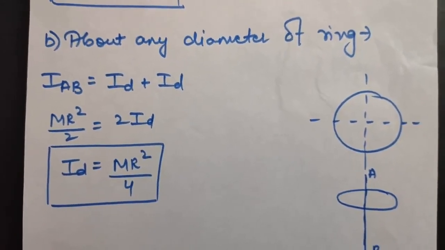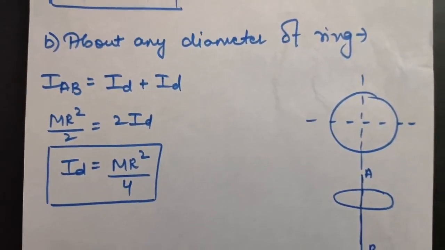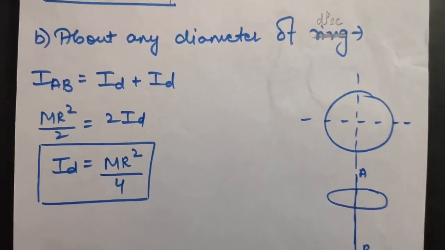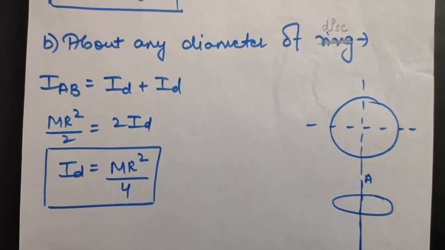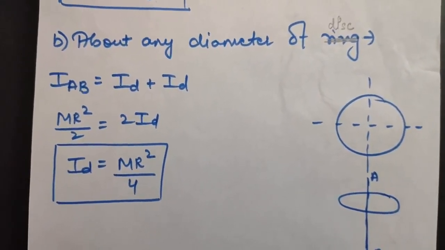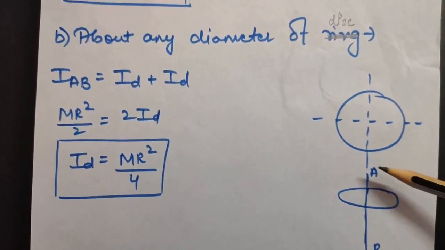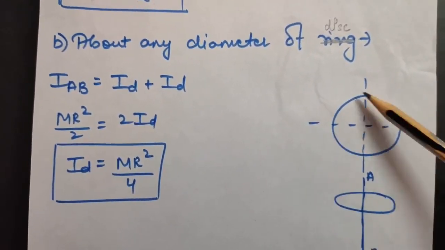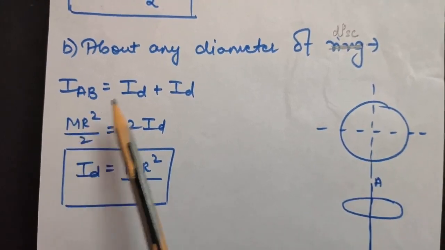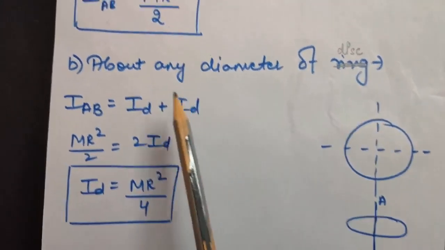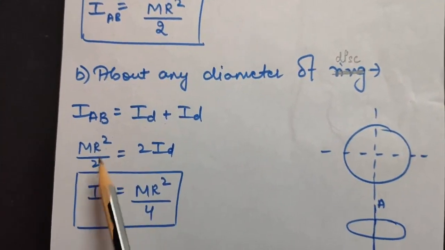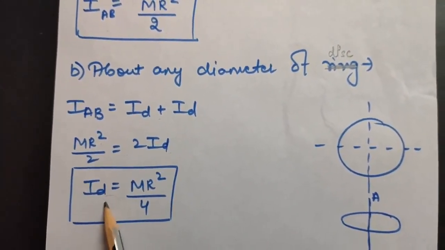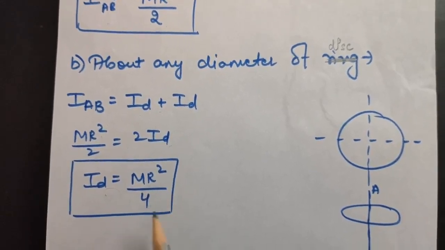Okay, now second is to calculate the moment of inertia about any diameter of the ring. So again, as we did for the ring, this will be for the disk because we are discussing the disk. Okay, so as you did in the case of the ring, the same we will be doing here. So we will be using the perpendicular axis theorem again, because we know the moment of inertia about AB for the disk, so we can easily calculate for these two diameters. So again, IAB will be equal to ID plus ID. IAB you have just calculated, that is mr square by 2, equals 2ID. So the moment of inertia about any diameter of the disk will come to be mr square by 4.